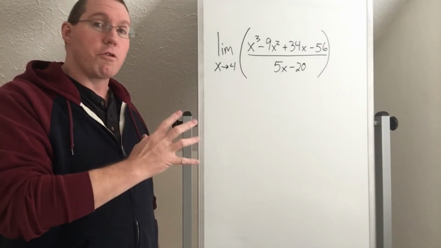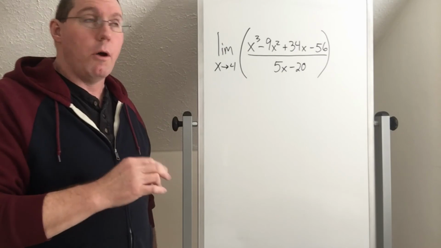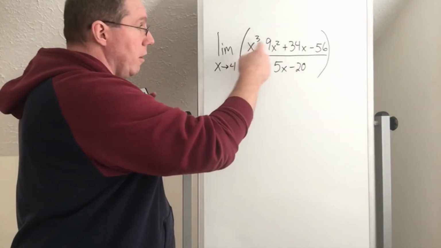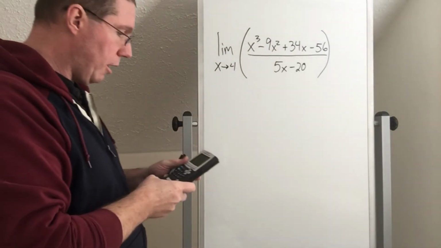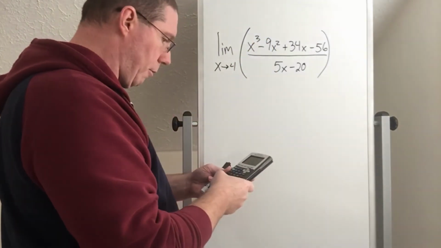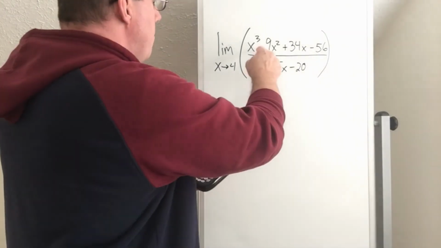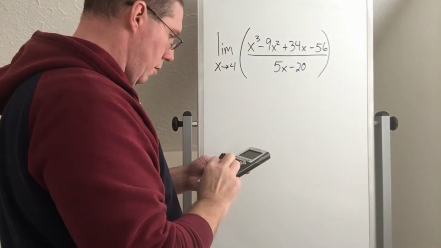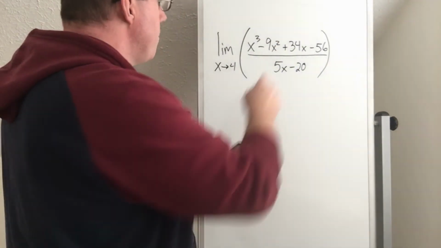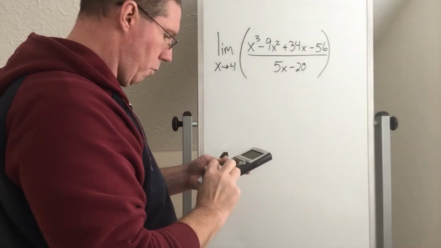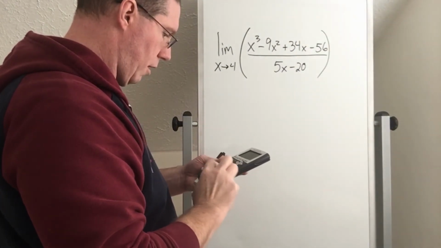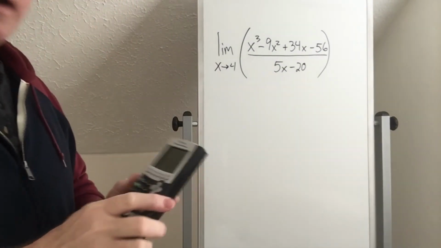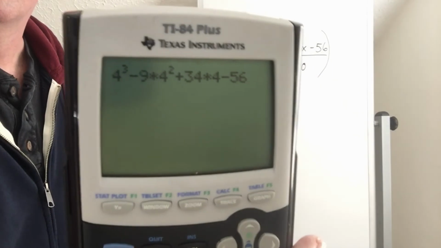But when you first approach this, you don't know that. And so, in this particular case, you may want to have a calculator handy to plug 4 into the numerator there. So we're going to need to do 4 to the third power minus 9 times 4 squared, plus 34 times 4, and then minus 56, right? Okay, and in case you want to see how I entered that in, all right, there we go.